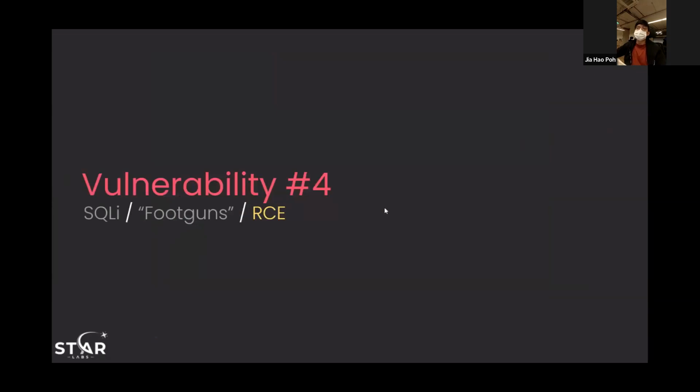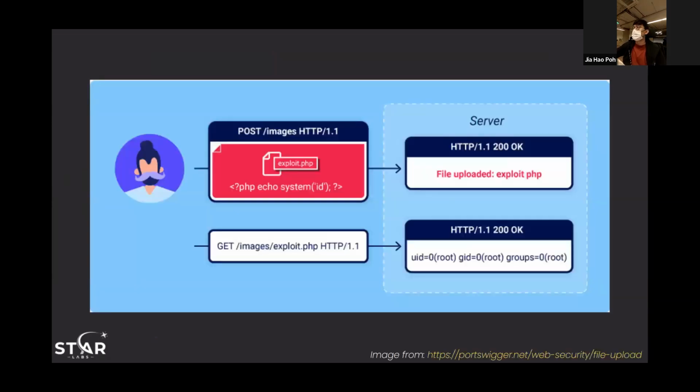Okay, so let's look at the last bug, which is actually 2 bugs chained together into one to achieve RCE as well. This time around, we don't need to phish the administrator to achieve it, which makes it a lot higher impact. Okay, so the first one is actually the insecure file upload.